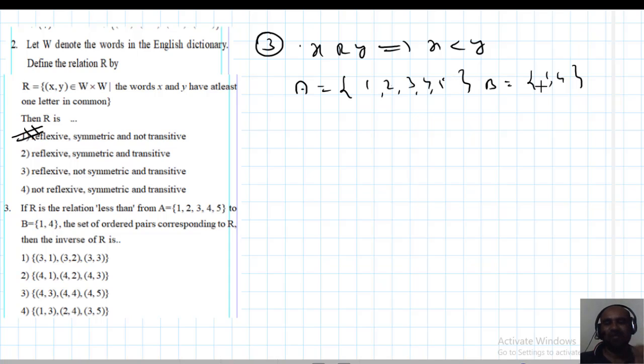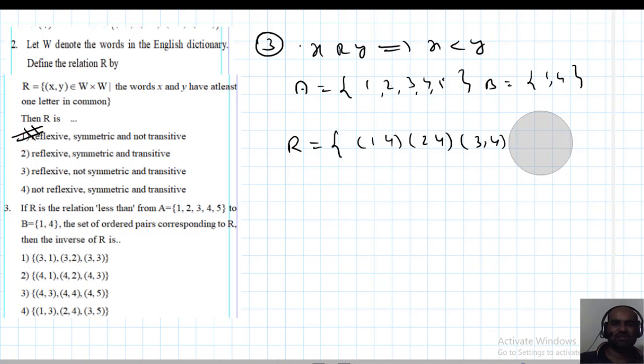Now I want to write ordered pairs that satisfy x less than y. 1, 1 I can't take. 1, 2 I can take. Like that, for 1 I want, right? 1, 1 I can't take, 1, 2 I can take. 1, 3 I can take. Then 3, 1 I can take, 3, 4 I can take. 4, 1 I can take, 4, 4 I can't take. 5, 1 I can't take, 5, 4 also I can't take. So that is completed. The only 3 ordered pairs are 1, 4, 2, 4 and 3, 4. So this is the relation R.